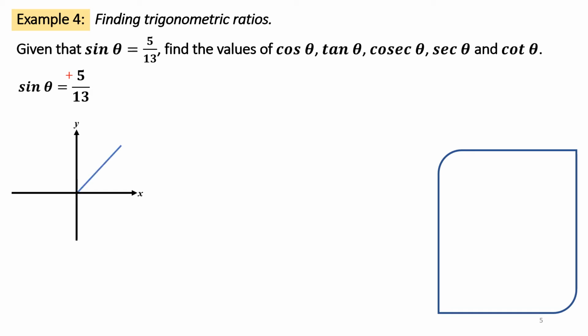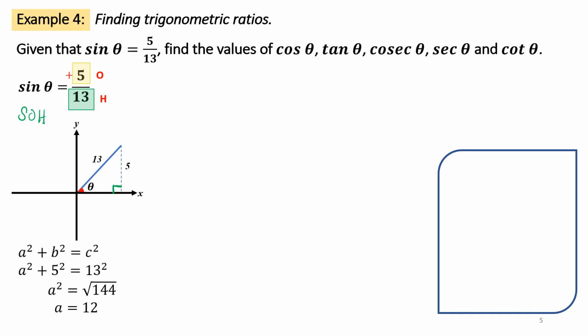Then we draw our right angle triangle and we label our angle theta. So now the given value 5 over 13 represents opposite divided by hypotenuse, because we know that sin theta is equal to opposite divided by hypotenuse. So 5 is the opposite value. We put it in the right angle triangle, and then 13 will be the value for hypotenuse, and we can use Pythagoras theorem to find the other side of the triangle, which gives us 12.